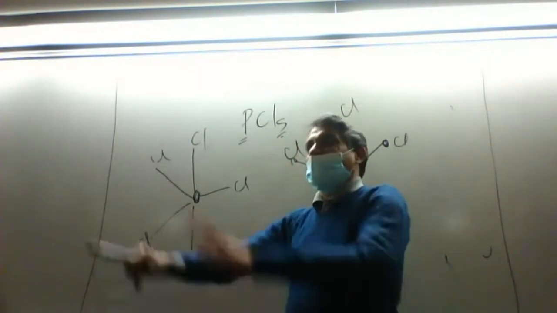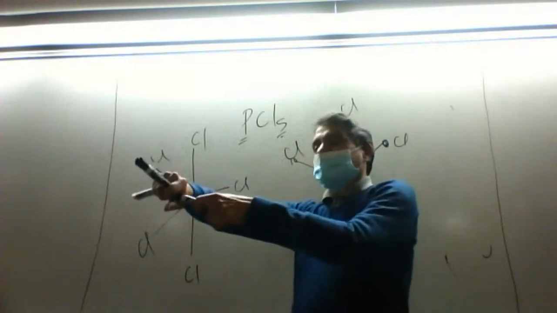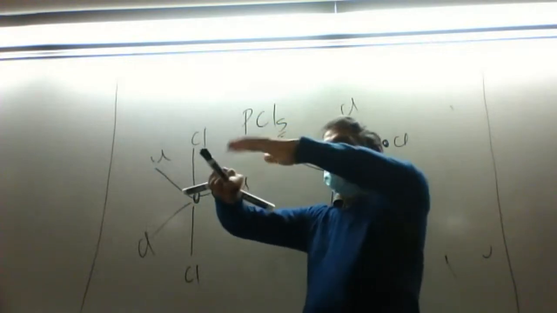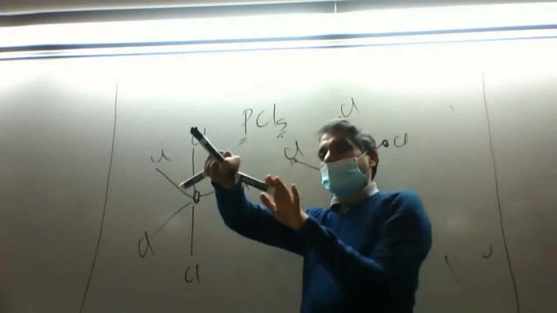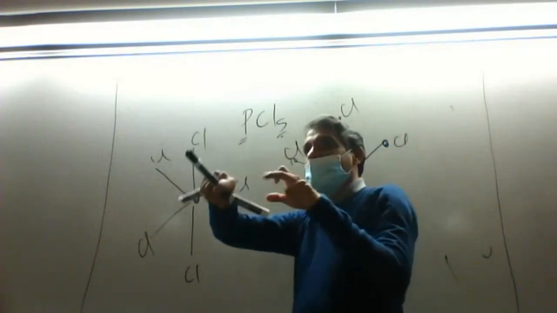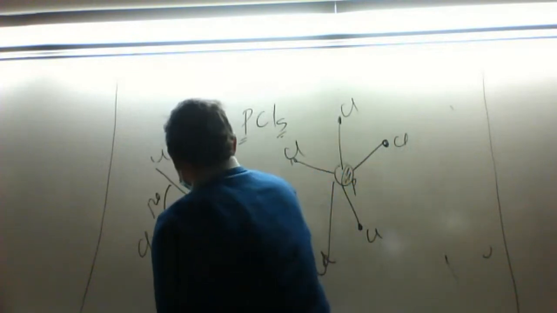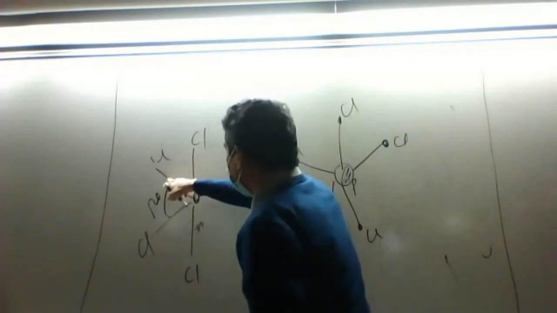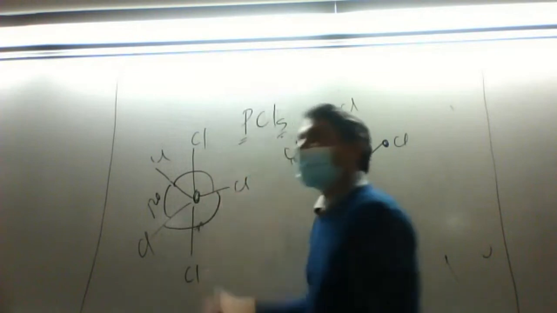So for this three-dimensional molecule, we need to hold it like this. So Cl, P here. The angle between this and this is 120. The angle between this and this is 120. The angle between this and this is 120. So the angle between this one and this one is also 120. The angle between this one and this one is also 120.